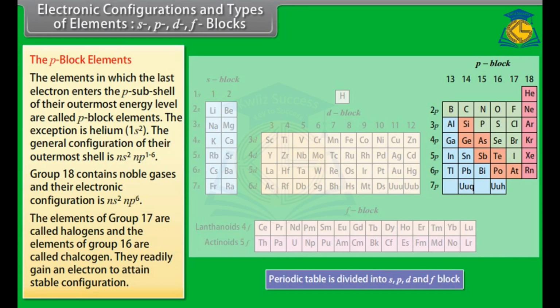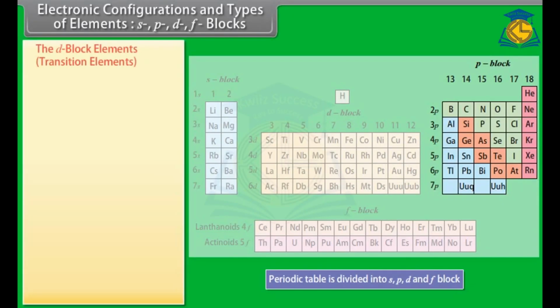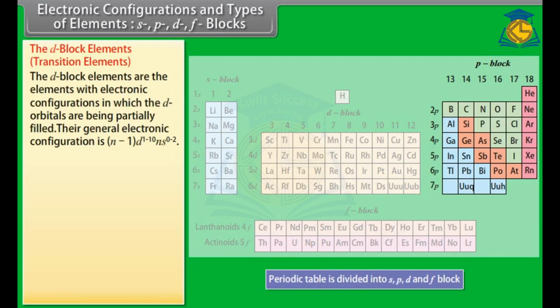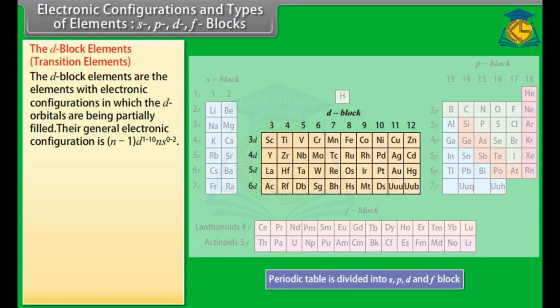They readily gain an electron to attain stable configuration. The D block elements, transition elements. The D block elements are the elements with electronic configurations in which the d orbitals are being partially filled. Their general electronic configuration is.